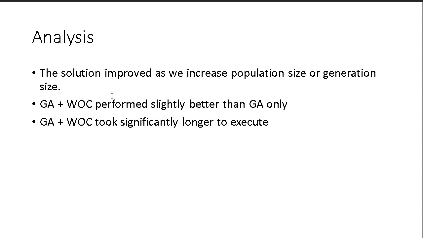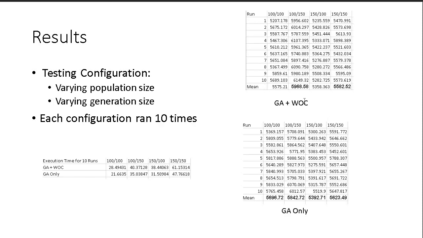Second observation: GA plus wisdom of crowd performs slightly better than GA only. If you notice, GA is here, and let's try to match a specific configuration. For this configuration, GA plus wisdom of crowd came up with 5,900, versus here it's 5,800, so there's a slight improvement. It's not consistent though, and that may be the result of a couple of things which I will discuss later.